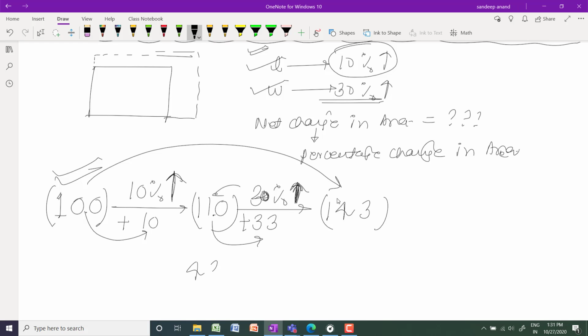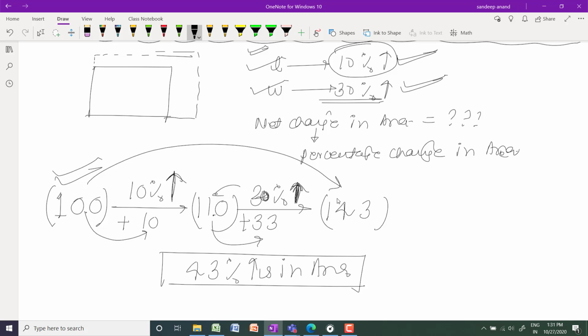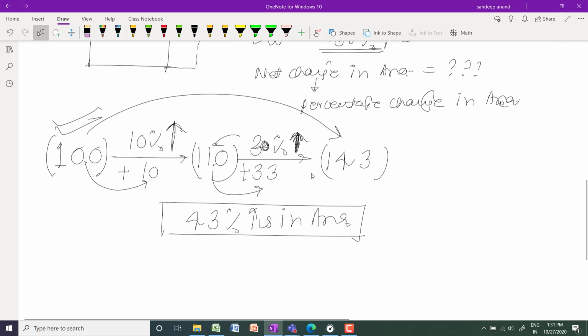So I can say that 43% increases in area. Yes or no? 43% increases in area if you increase length by 10% and width by 30%. Are you with me? Yes or no? Are you following this? Yes, sir. Okay, now look at the screen again.